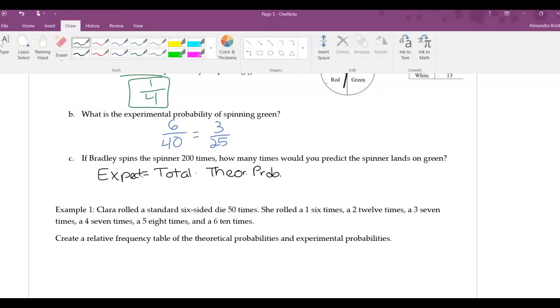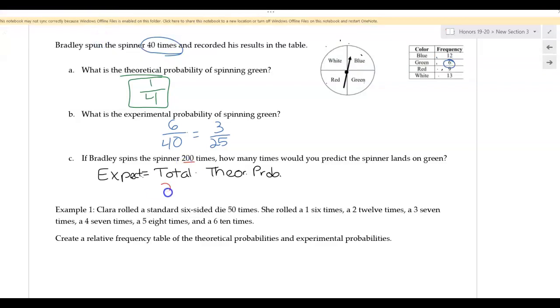So our total is, I'm spinning the spinner 200 times. My theoretical is 1 out of 4. So I would expect 50 times to land on green.